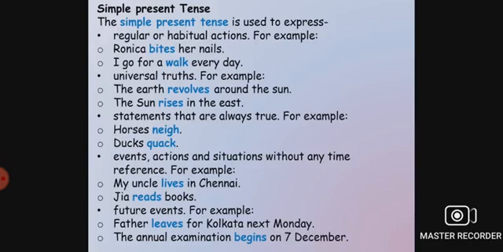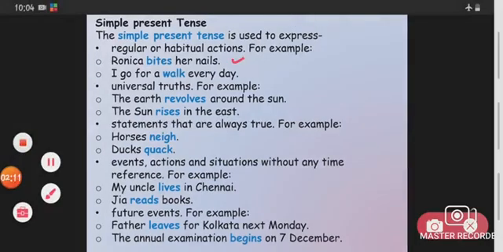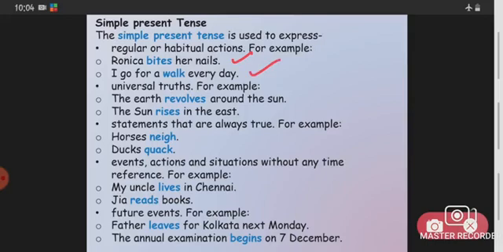Ronika bites her nails. She does this all the time. So this is something that is happening in the present moment. I go for a walk every day. I do this every day. So I'll write it in present. I go for a walk every day.